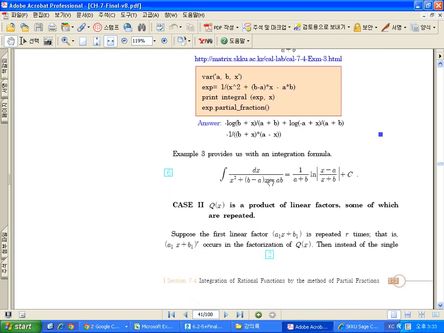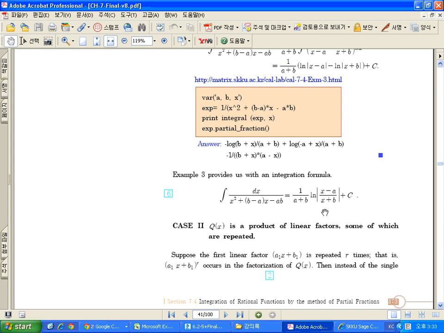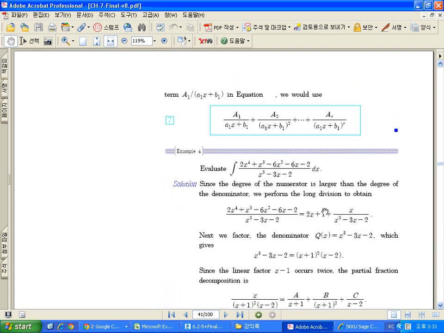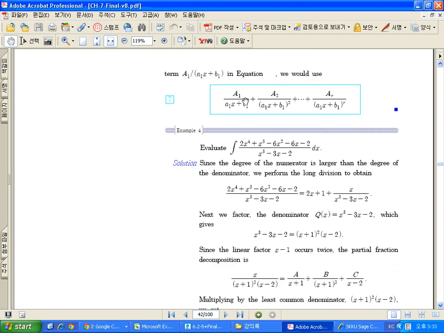Okay, there are other problems, and also this expression can be simplified in this way as well, by using the property of logarithm. Case 2. If Q of x is a product of linear factors, some of which are repeated, like this.